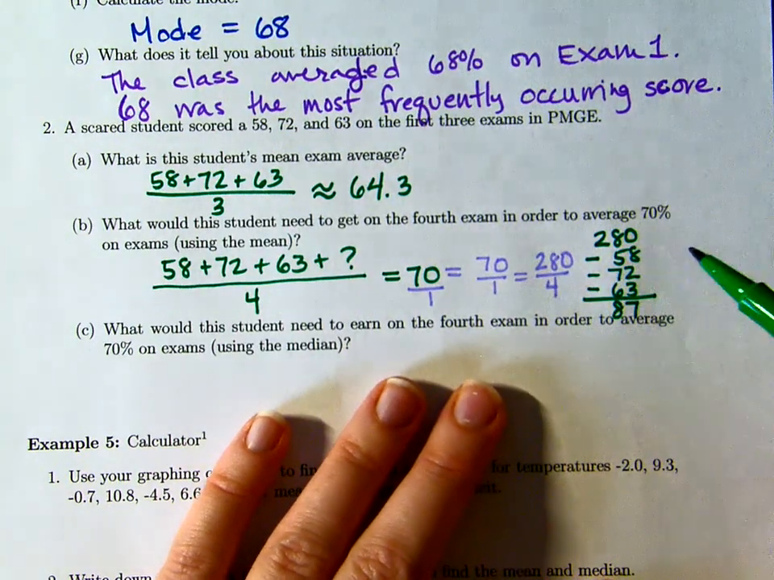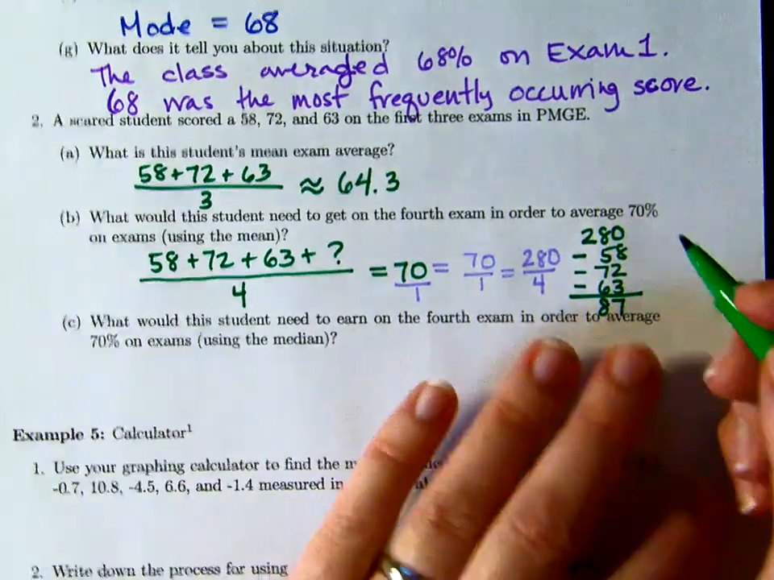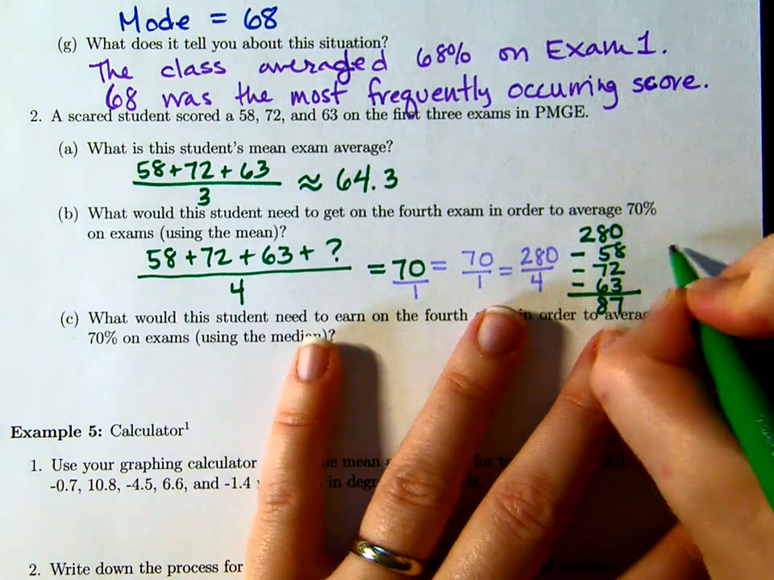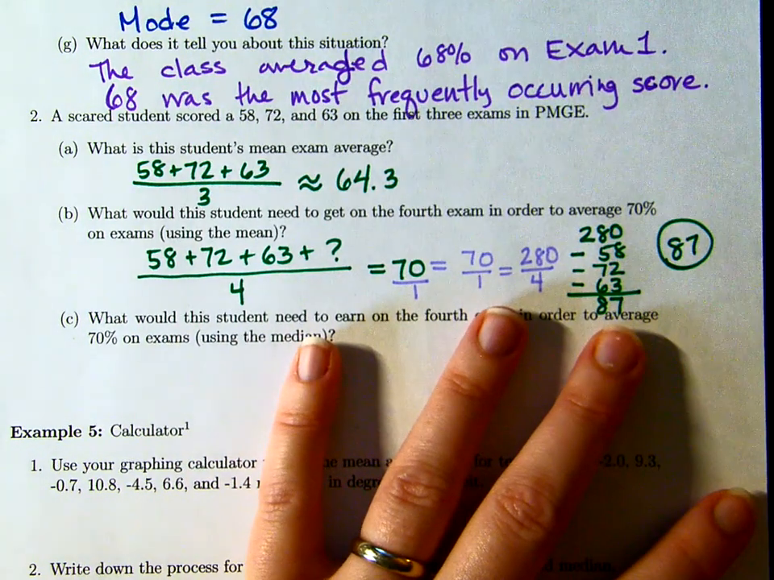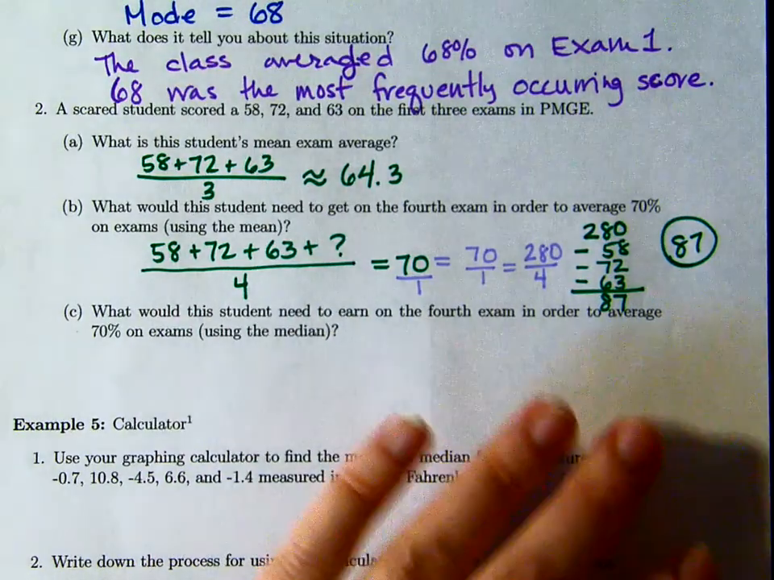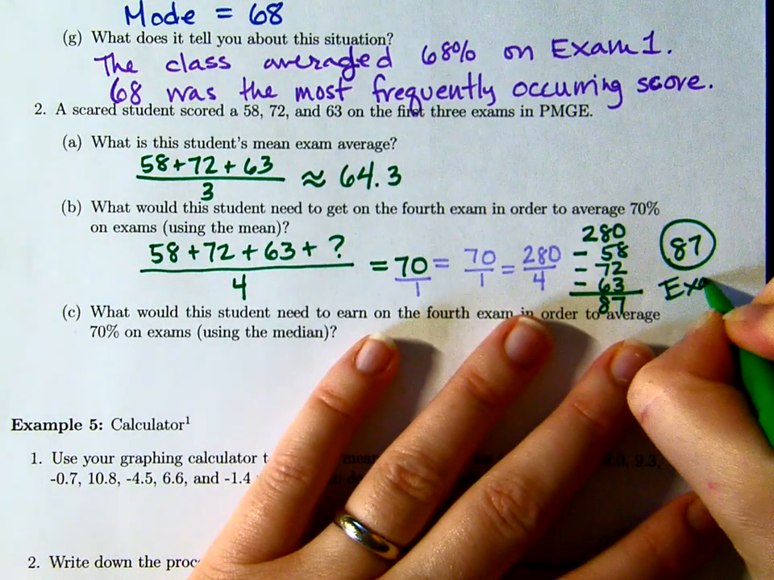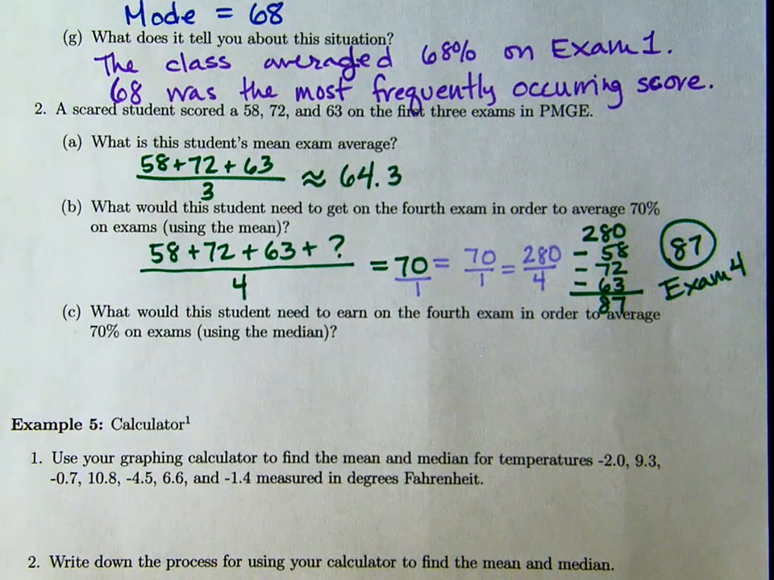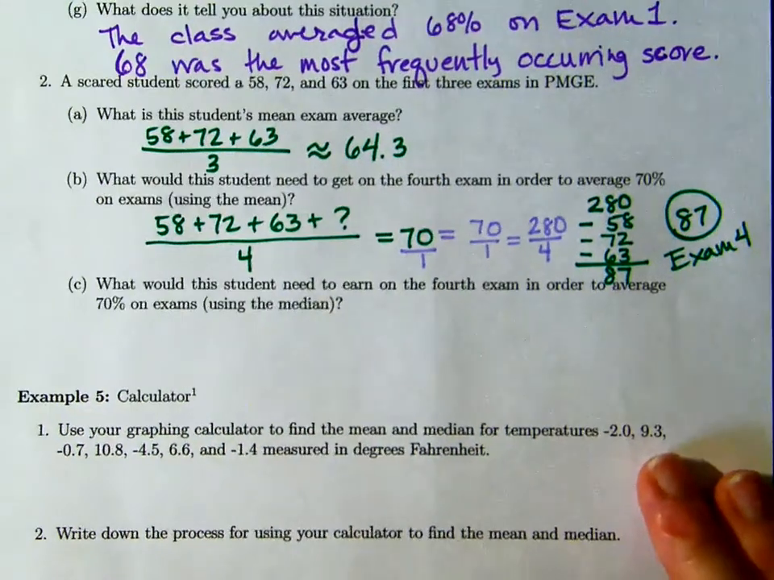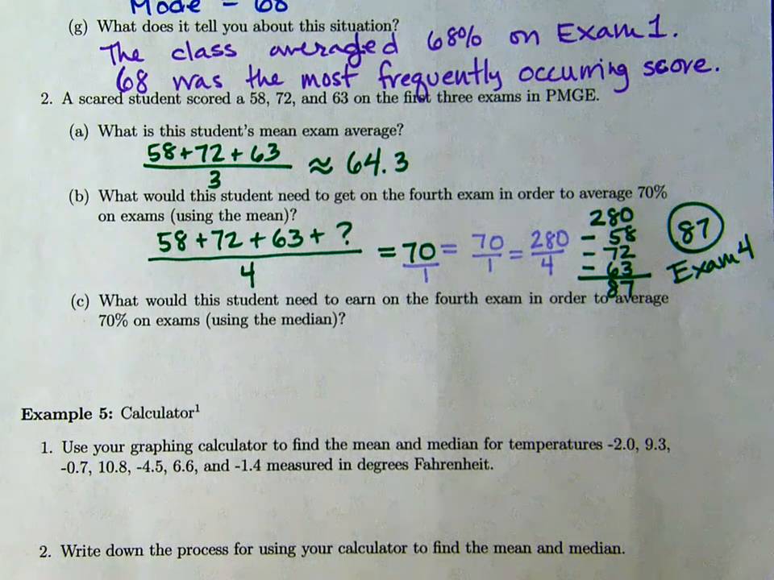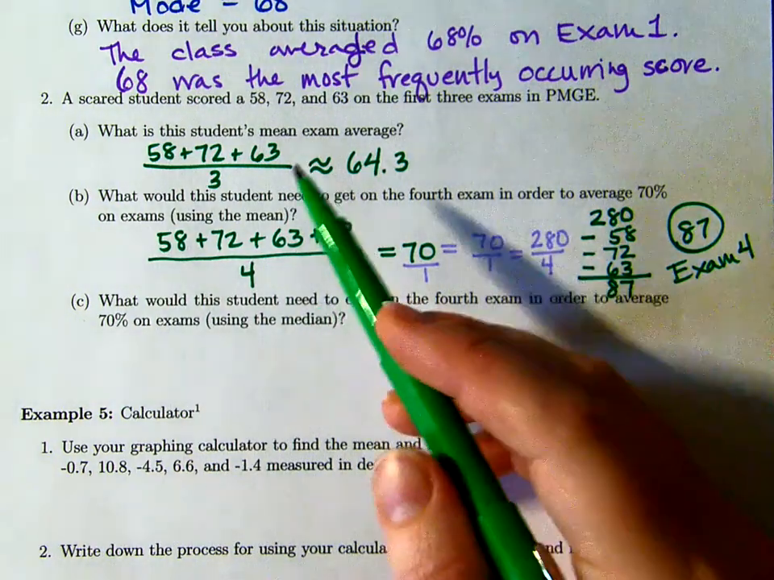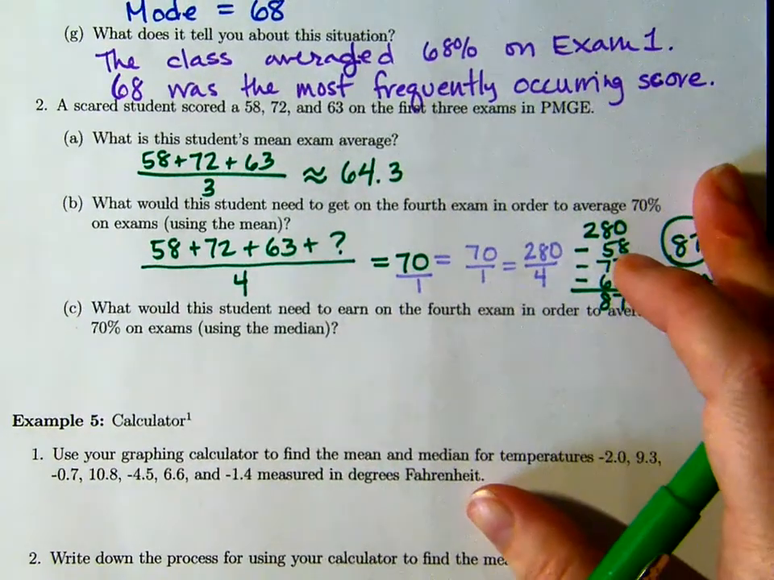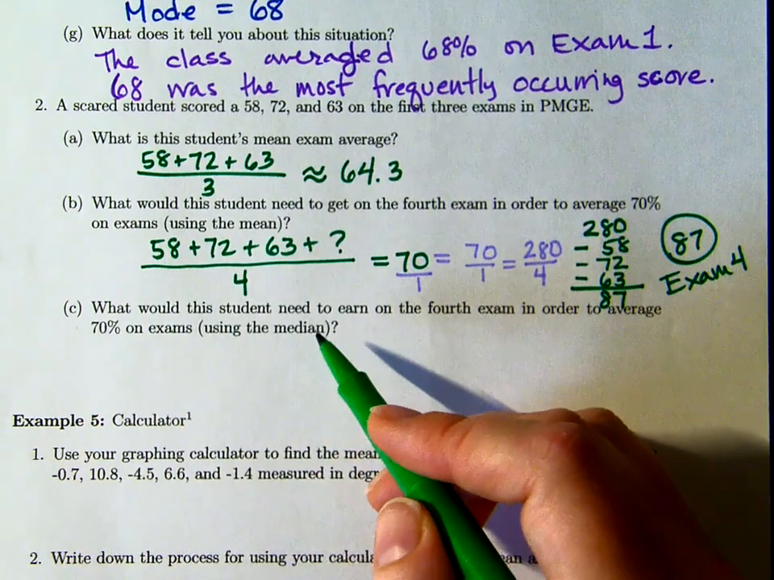Okay, so what do they need on the fourth exam in order to average 70%? They need an 87% on exam 4 in order to average a 70%. What would this student need to earn on the fourth exam using the median? Oh, very interesting. So here, use the mean, but here using the median.